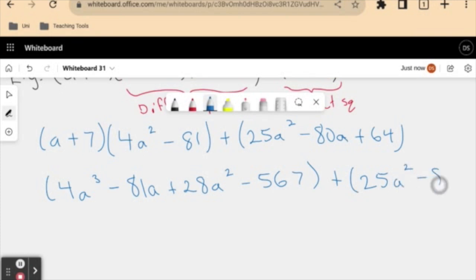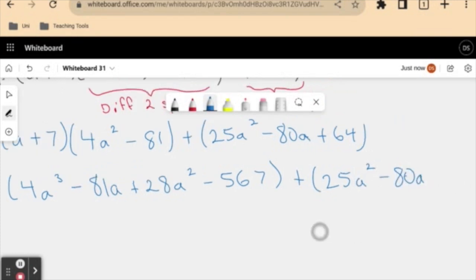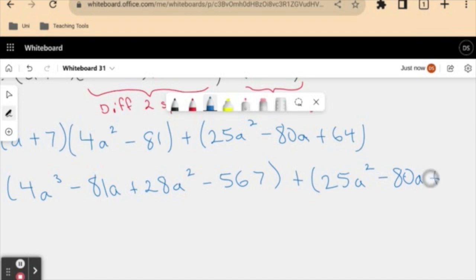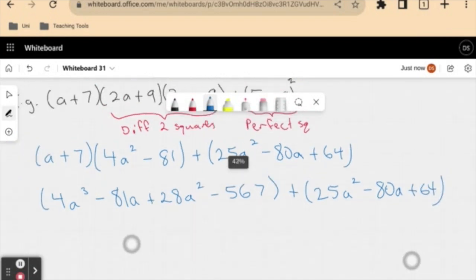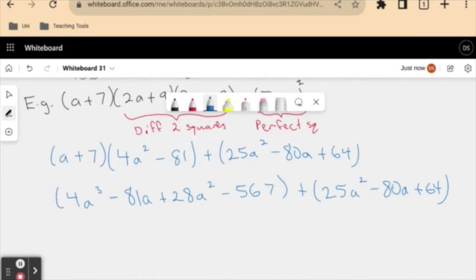25a squared minus 80a plus 64. Okay. So now we can write everything without our brackets. Now that we have it all laid out really nicely, we can just apply the positive outside the brackets to our positive and negative terms here. So I'm going to use an extra step just to write this all out again. 81a plus 28a squared minus 567.